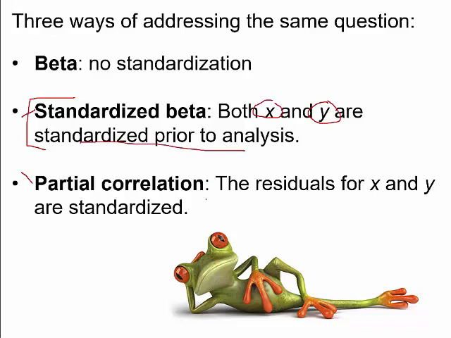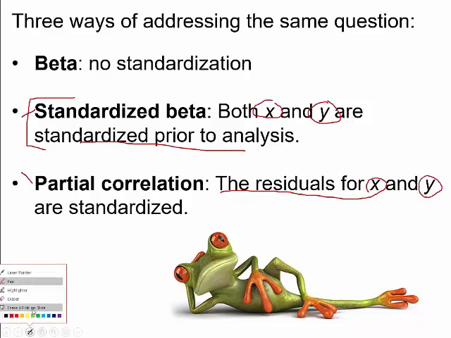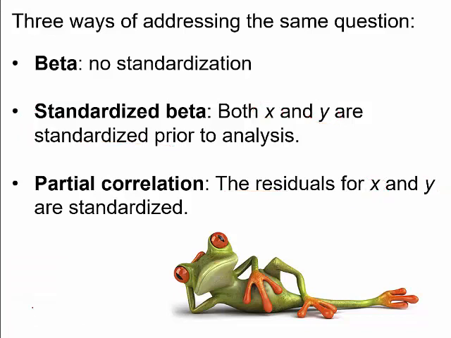In contrast, with a partial correlation, we're first going to extract residuals out of our x variables and out of y, and then once we've extracted those residuals, we're going to standardize them. We'll turn our residuals into z-scores. A standardized beta and a partial correlation are very similar. It's just a little different in terms of at what point you standardize. So let's take a closer look at betas and compare them to standardized betas and partial correlations.